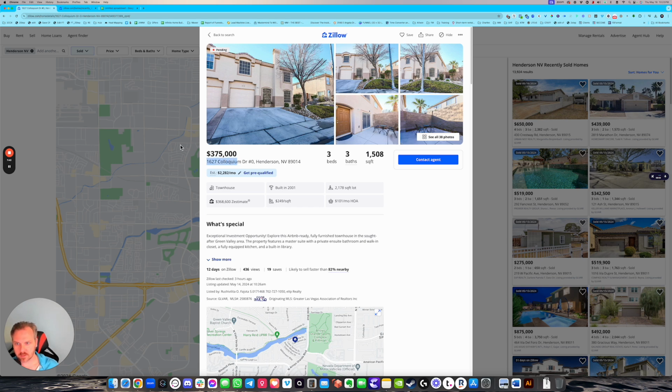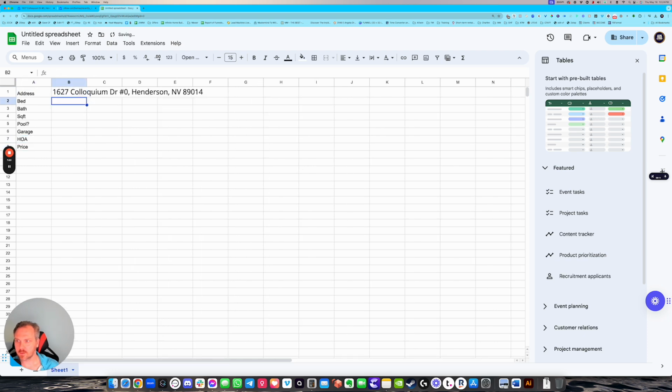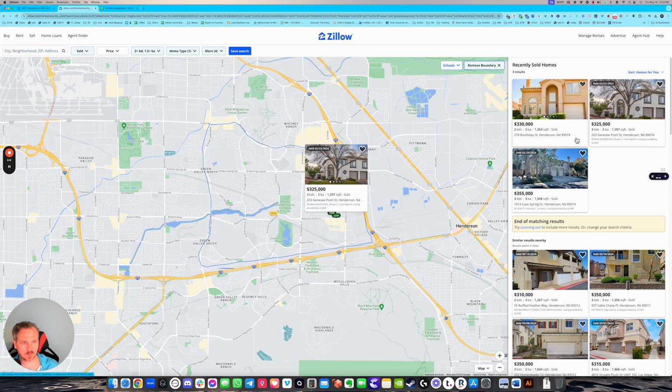So this is the address. I know it's a 3-bed, 2.5 bath. It is 1,508 square feet. There's a community pool, a 1-car garage, and 101 HOA. Price is $375. I'm just going to round up there. Okay, so the next one is this one over here.